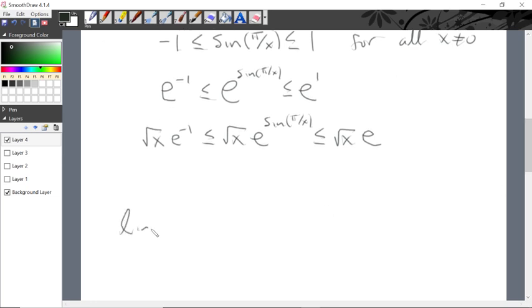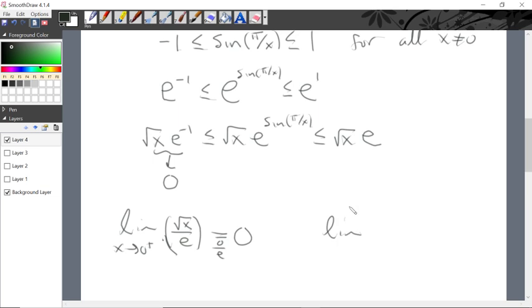So we have the limit as x approaches 0 from above of the square root of x times e to the negative 1. I can also write that as the square root of x over e, where e is a constant. In that limit, the numerator goes to 0 and the denominator is e, and 0 divided by a constant is just 0. So this is going to 0.